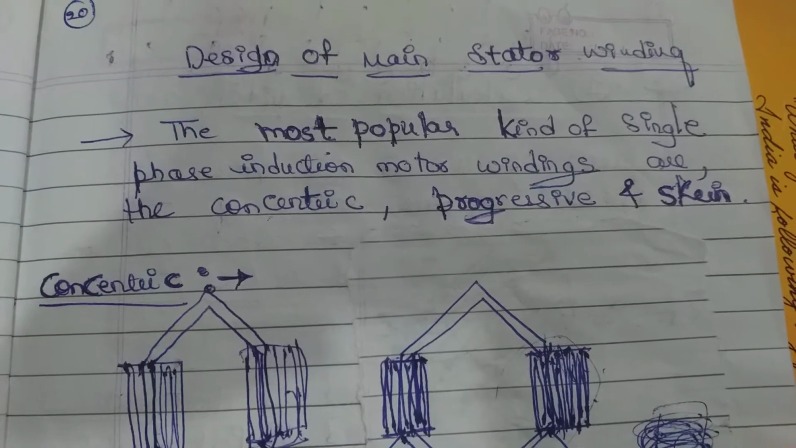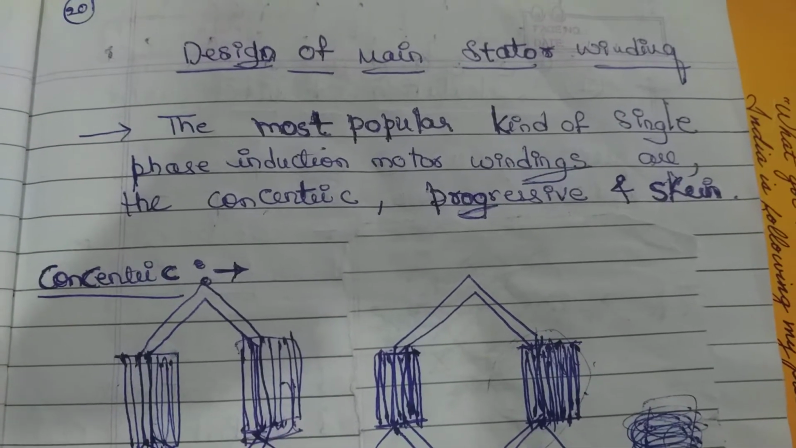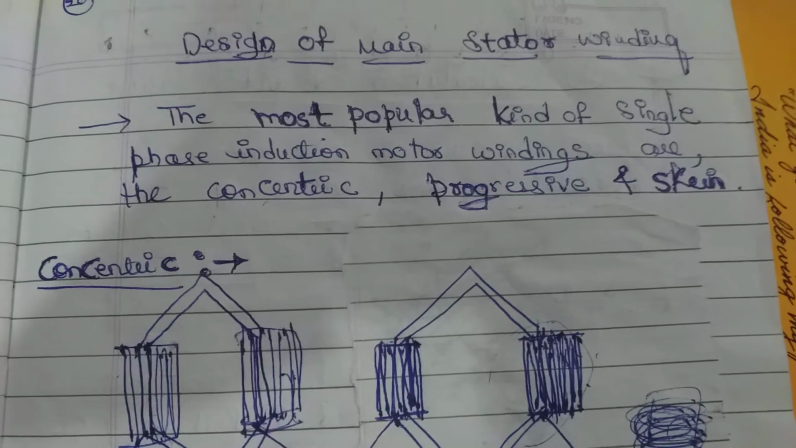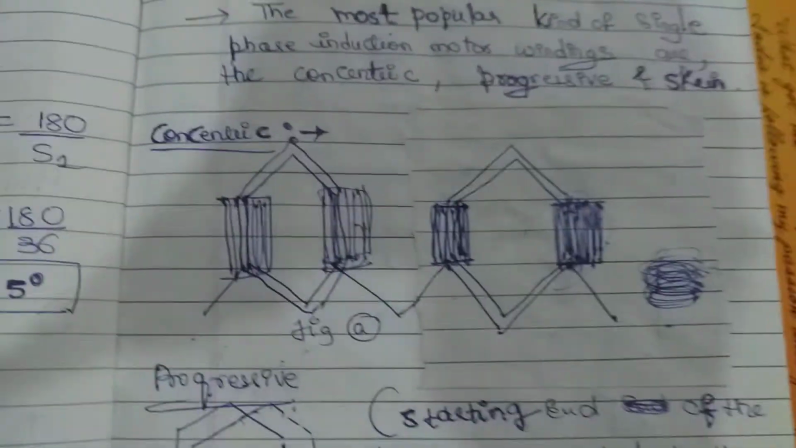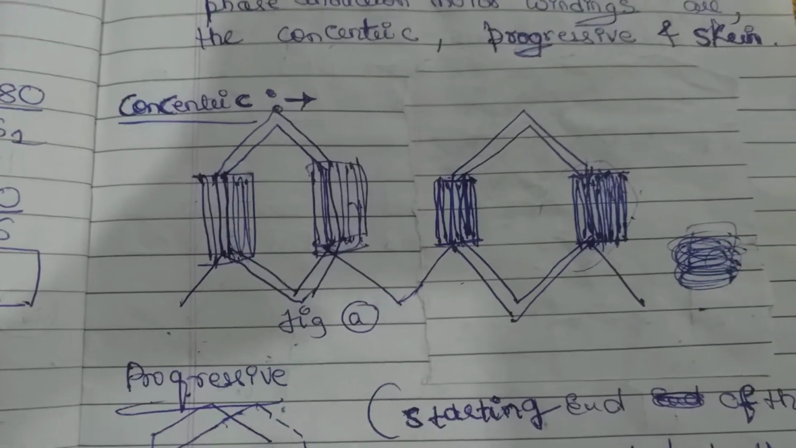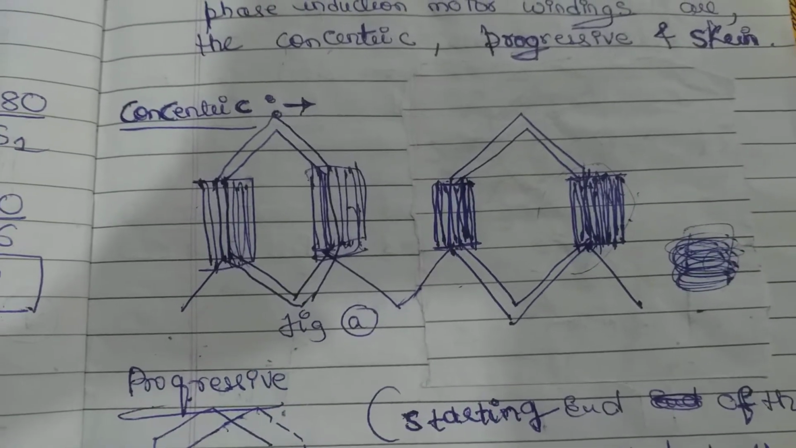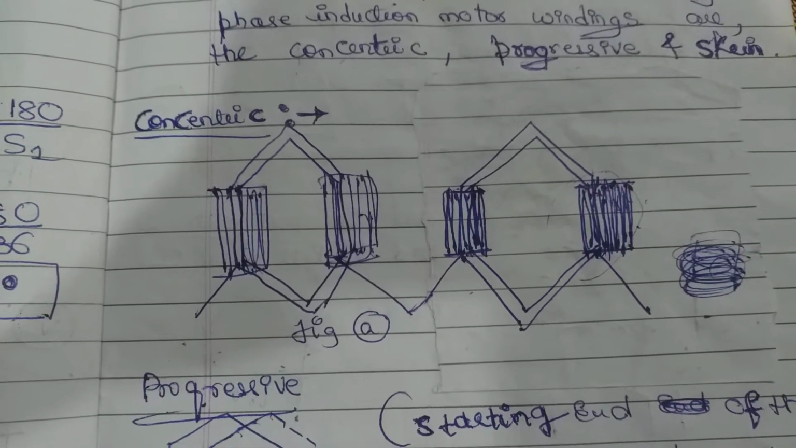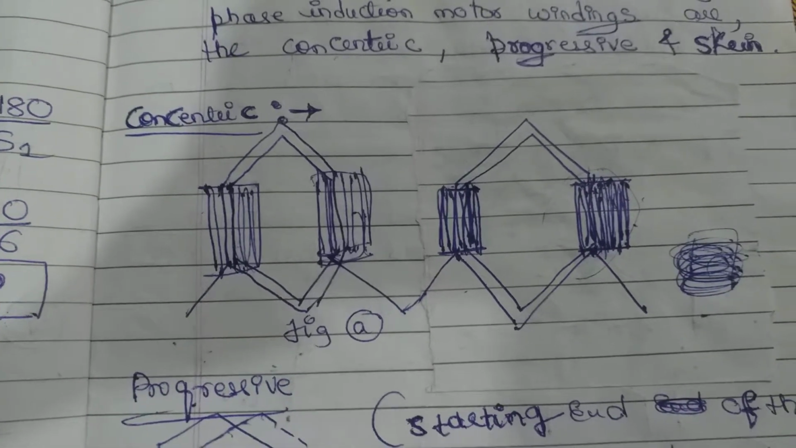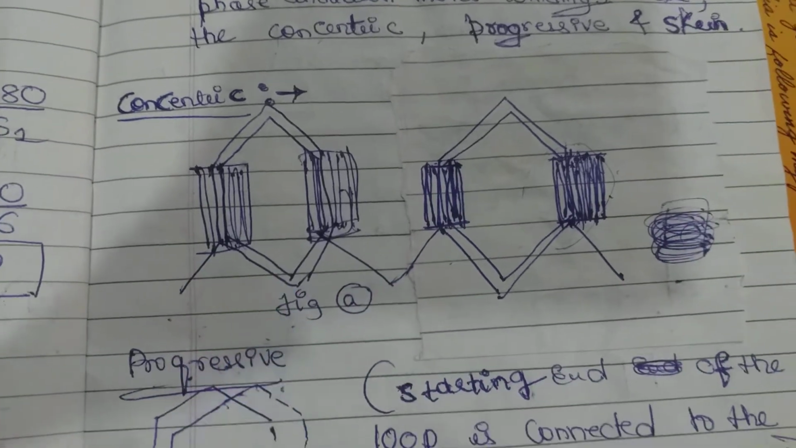When it comes to an induction motor main winding, there are three types. One is a concentric, second is progressive, and third one is a skin type. A concentric type of winding is a non-overlapping type of winding. And in this, the number of slots on the armature will be equal to the number of poles here.